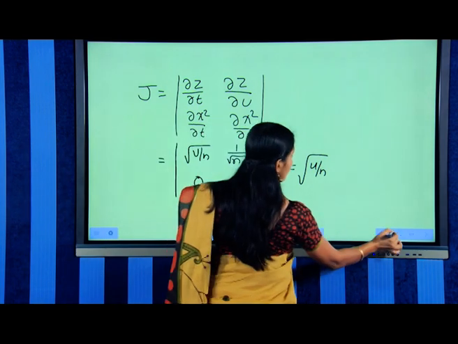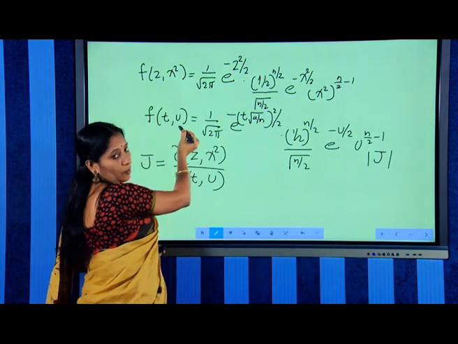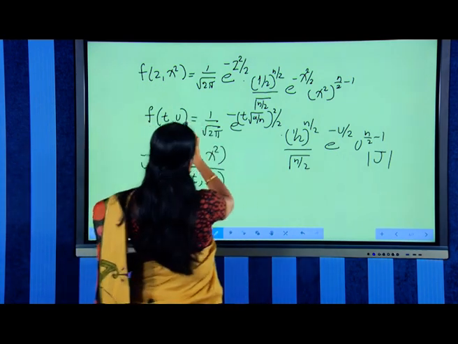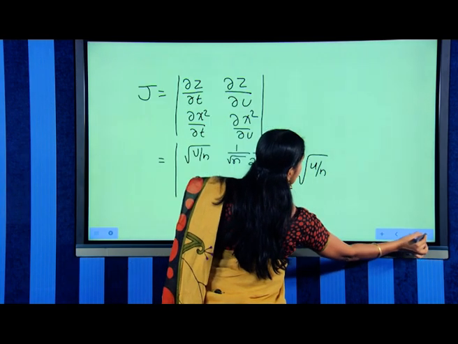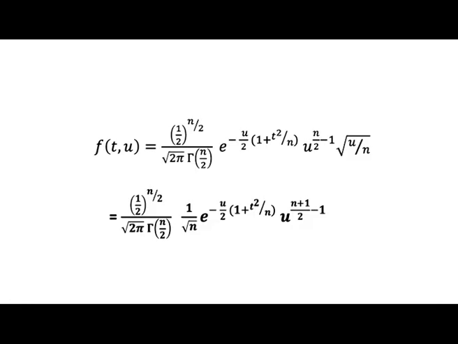So, substituting this in the density function, the joint density of t comma u, that is f of t comma u, is equal to 1 by 2 to the power n by 2 root 2 pi gamma n by 2, e raised to minus u by 2 into 1 plus t square by n, u raised to n by 2 plus 1 by 2, that is n plus 1 by 2 minus 1, into 1 by root n.